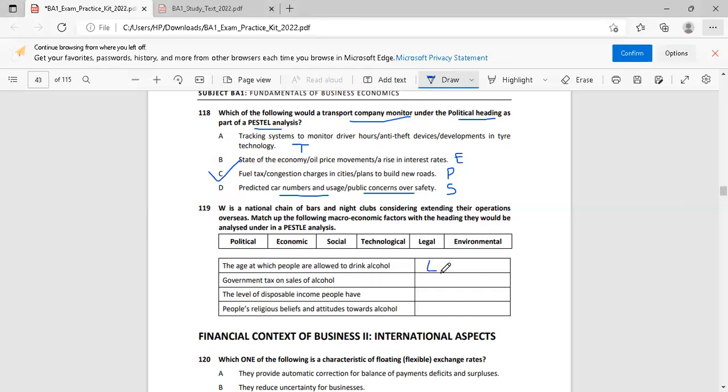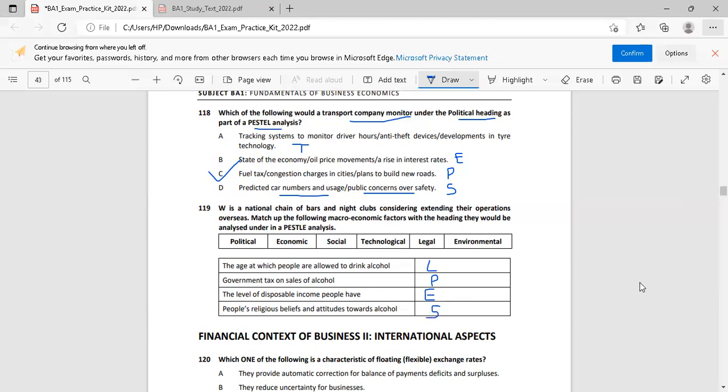Government tax on sales of alcohol. It is political. It is the government's decision. The level of disposable income people have in the economy, so the GDP, national income, interest rates, per capita income, trade cycle. These are all about the economic scenario. So the level of disposable income people have is about economic factors. People's religious belief, whenever it says people's beliefs and so on, is about social.